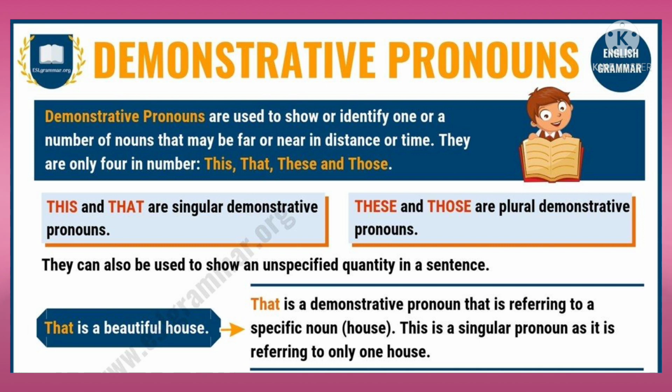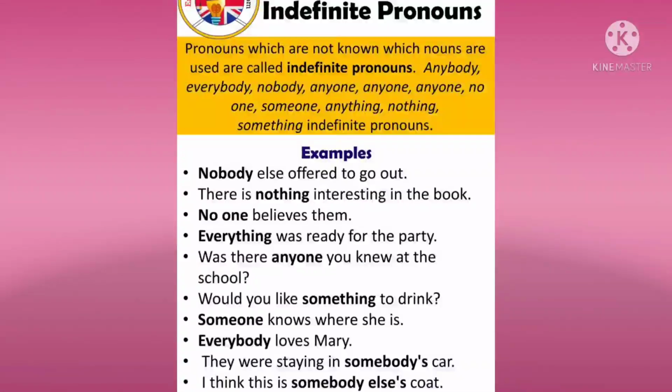This and that, as I said, are singular. These and those are plural. They can also be used to show an unspecified quantity in a sentence. That is a demonstrative pronoun that is referring to a specific noun, house. Example, that is a beautiful house. So we are referring to a specific noun. This is a singular pronoun as it is referring to only one house. Clear? Now we come to our next, that is point 6, indefinite pronouns.